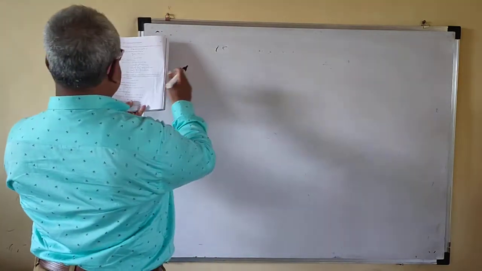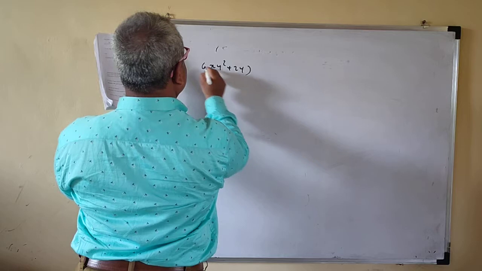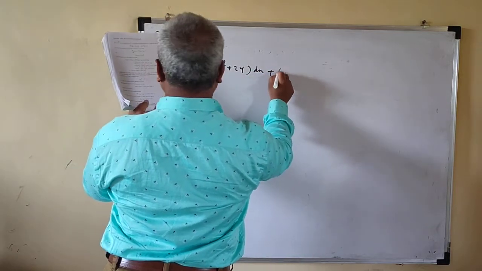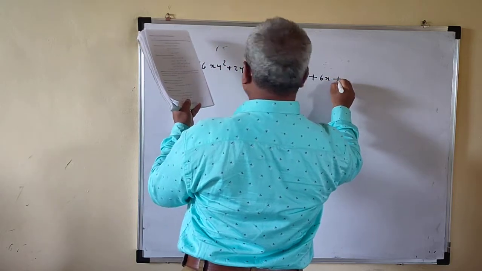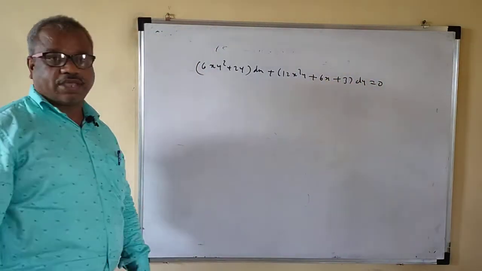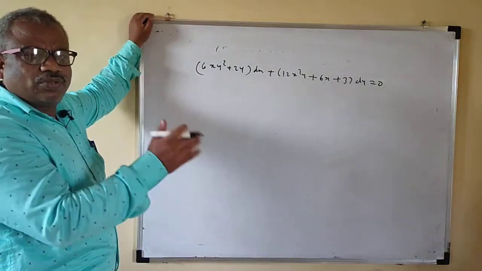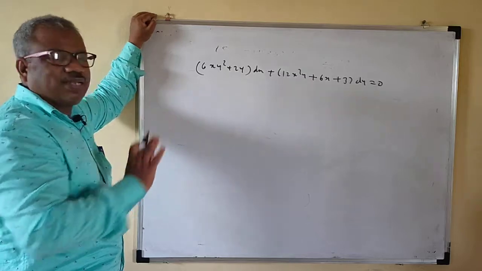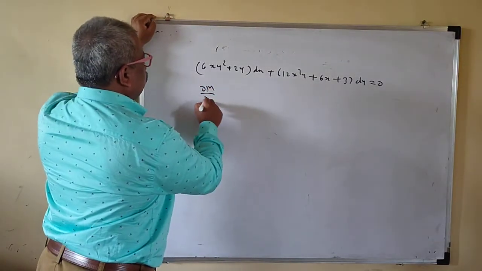Suppose this is the equation: (6xy² + 2y) dx + (12x²y + 6x + 3) dy = 0. We want to find the integrating factor. So first we will see whether this rule is applicable. If the rule is applicable, then we are saying that an integrating factor exists. So ∂M/∂y.